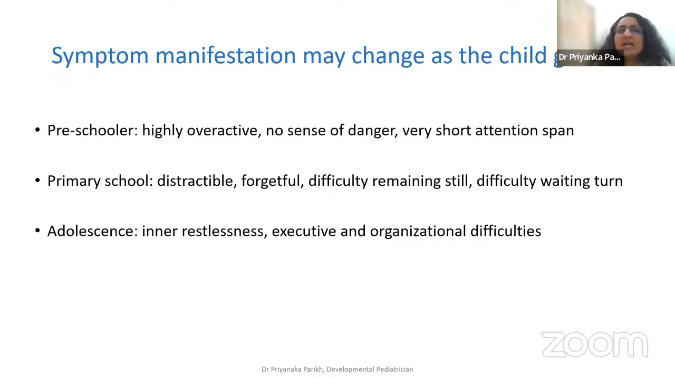What we see in a preschooler would be quite hyperactive, all over the place, not sitting in one place, not having any sense of danger. In primary school, a child could look more distracted, forgetful, again not really remaining seated in one place, with difficulty with organization skills. But in adolescents, the hyperactivity typically tends to settle down. So we don't see a child in 8th or 9th grade running around like a child in a preschool. A child would be seated, but still tends to remain fidgety, squirmy, doing something with hands and feet.